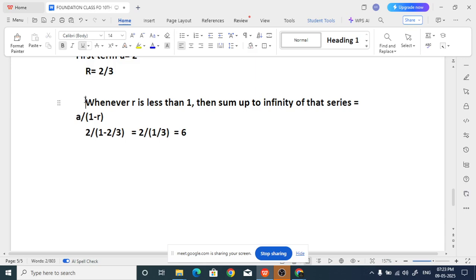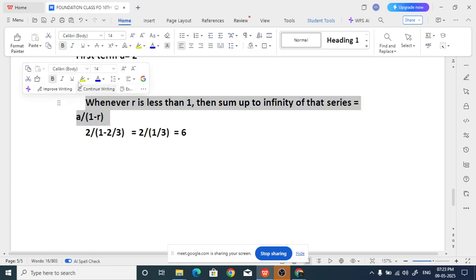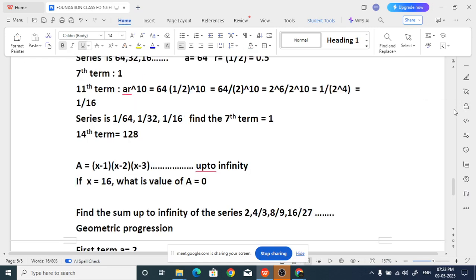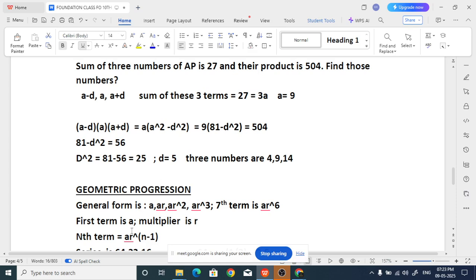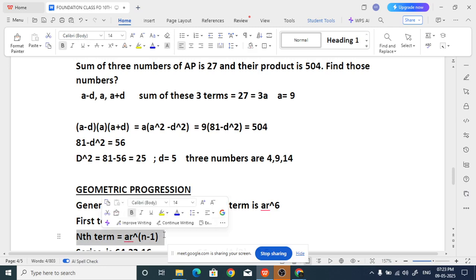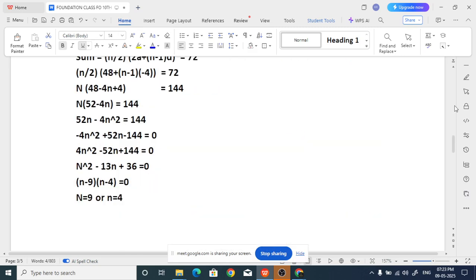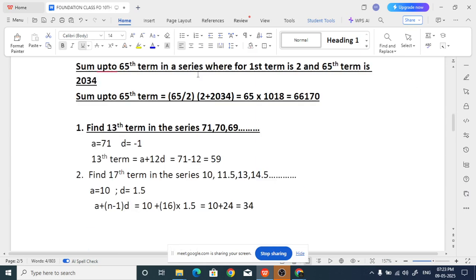These are all the formulas which you have to make a note of. I am underlining the formulas. You will see here it is nth term, a r power n minus 1. Sum up to nth term we have not seen in geometric progression. That we will see later, after doing one or two other problems. So these are things which we have seen.